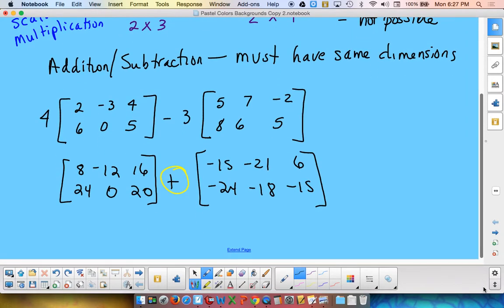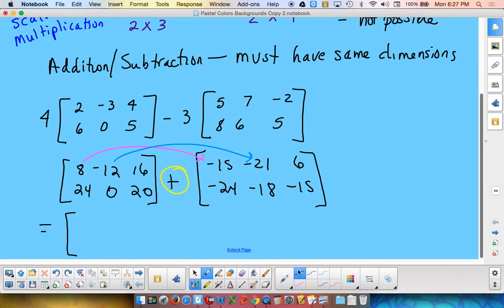Now, last but not least, we simply need to add them together. And how do you know which numbers to add? Well, it's common sense. You add the numbers in corresponding locations. So you add the first number to the first number. You add the second number to the second number. You add the third number to the third number, etc.